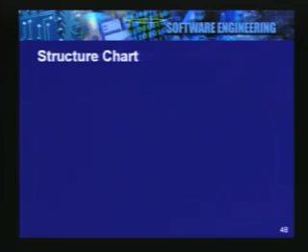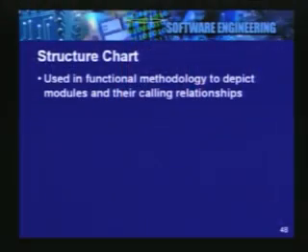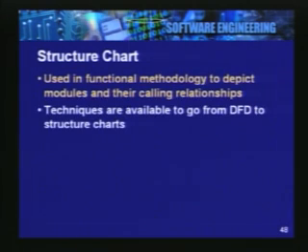The software architecture that we try to define in terms of modules and interrelationships among them can be captured through a notation or a diagramming tool called structure chart. Structure chart is used in functional methodology. It depicts different modules and their calling relationships. There are techniques available to arrive at such a design consisting of modules and calls among them and produce a structure chart. There are techniques available to go from data flow diagram to structure charts.